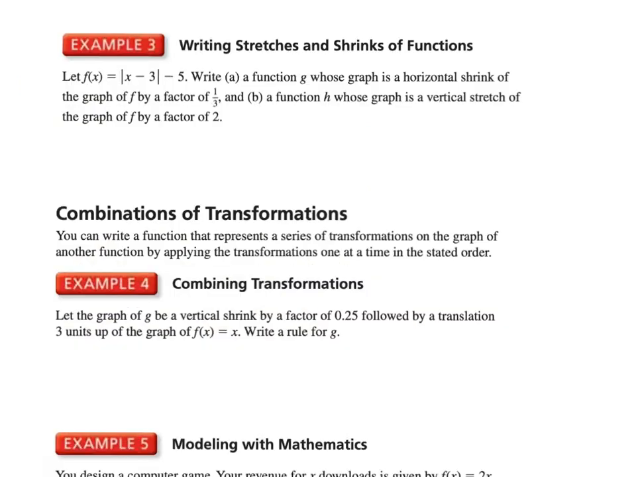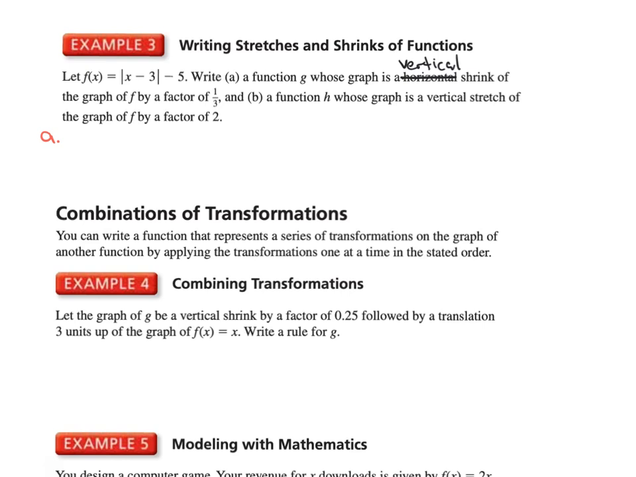So let's take a look at example 3. Writing stretches and shrinks of functions. Part A says write a function g whose graph is a horizontal shrink by a factor of 1/3. Now, since we are not doing horizontal, I'm going to change that to vertical. So let's look at A. Write a function g whose graph is a vertical shrink by a factor of 1/3.